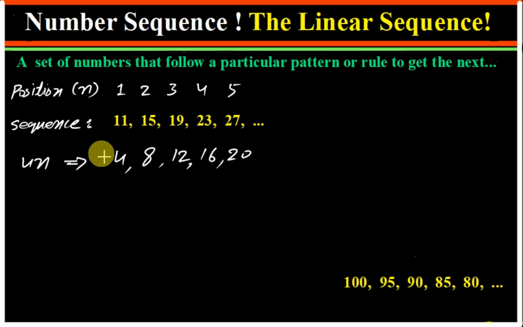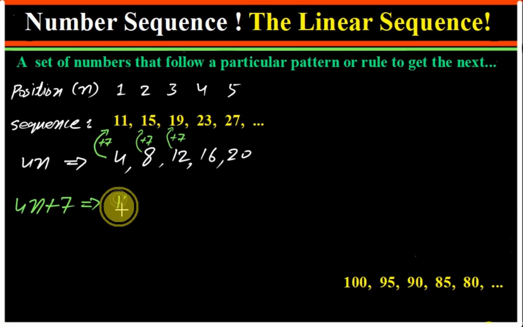Now we have to see what we have to add to the multiple of 4 so that we get this first term. If I add 7, 4 plus 7 gives 11. Here also, 8 plus 7 is 15. So all the time we are adding 7 to the multiple of 4, and we get this sequence: 4 plus 7 is 11, 8 plus 7 is 15, and so on.